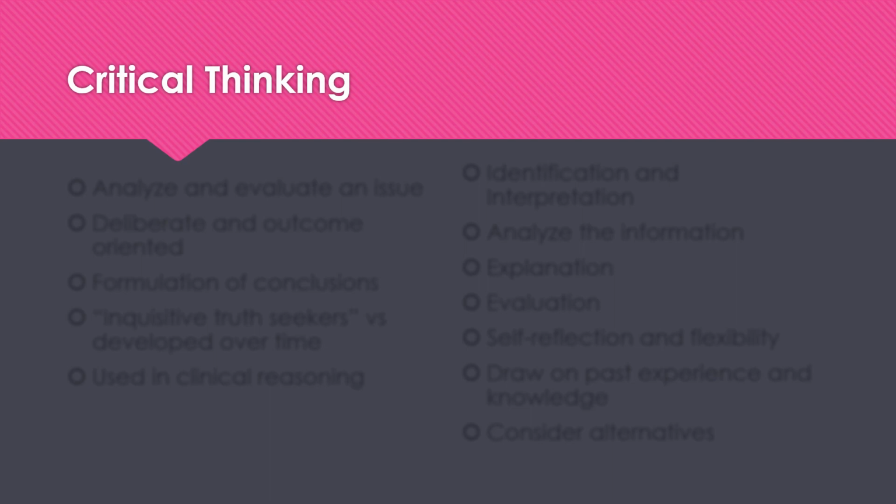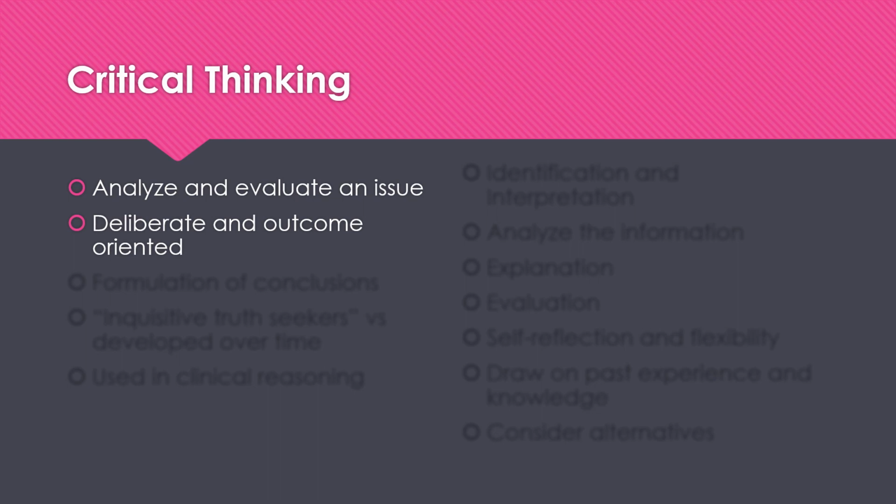Before we can discuss the nursing process, we have to look at critical thinking and get a better understanding as to why nurses must have critical thinking skills to care for their patients. So what is critical thinking? Well, it can be described many different ways, but it basically means to objectively analyze and evaluate an issue in order to form a judgment. Critical thinking is deliberate and usually occurs to reach an outcome or a conclusion.